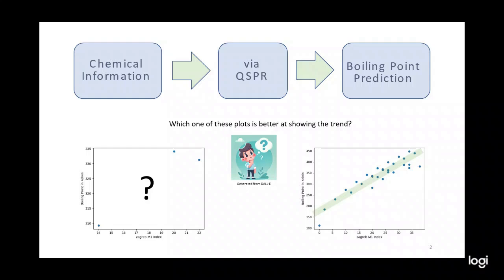The most obvious distinction is that the plot on the right includes more data points than the one on the left. This highlights an essential insight. The number of data points plays a critical role in understanding trends and making reliable predictions.